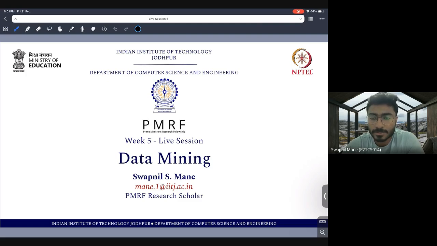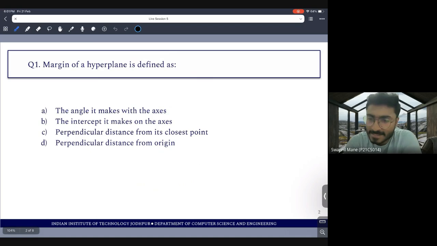In the soft margin, we are allowing some instances to lie between the hyperplane and the marginal plane. While discussing the questions, we'll see how the hard margin hyperplane and the soft margin hyperplane are drawn. Okay, let's move to the questions.